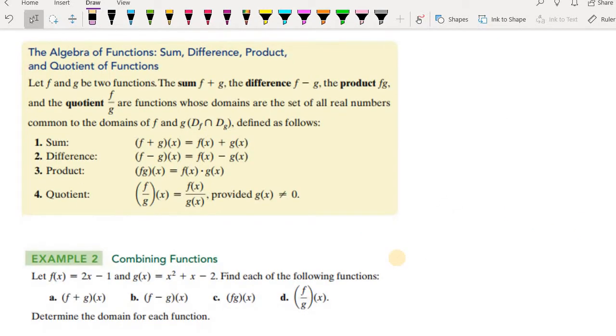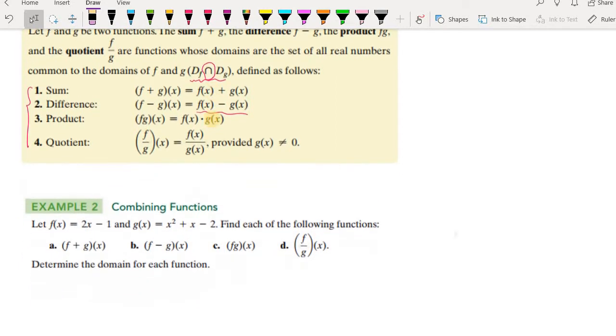Let's go ahead and look at the algebra of functions: sum, difference, product, and quotient of functions. For this, the main thing you want to remember is these four parts. This is the four of them. When we have a sum, if you pause this video and take a look, then when we do some examples, it will make a lot of sense. Also pay attention to the domain of the new function you find: it has to satisfy both the domain for f and the domain for g.